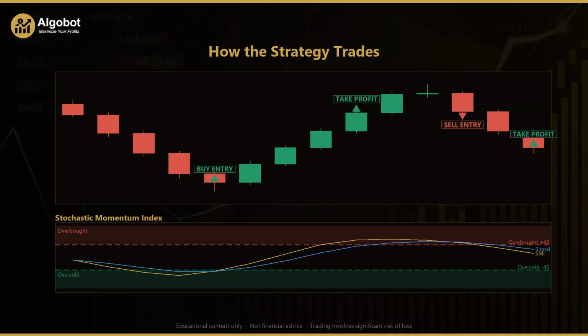Remember, this is a simplified, illustrative example. Real markets are noisier, and not every setup resolves this cleanly. Losing trades are a normal part of any strategy.